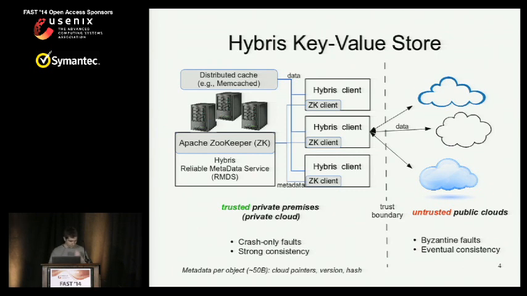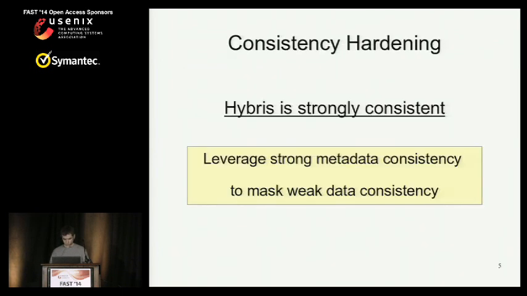And as you can see from this picture, we used Apache Zookeeper to implement our reliable metadata service, and we also used memcached to boost data retrieval performance. So thanks to this kind of architecture, Hybris is strongly consistent because it leverages strong metadata consistency to mask the weak data consistency provided by the cloud platforms.